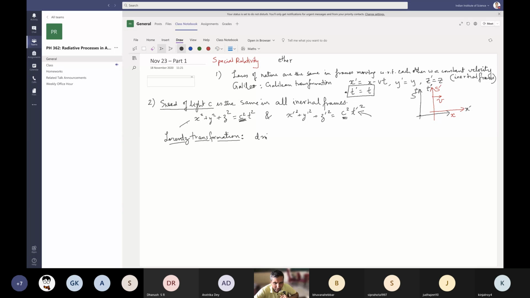So dx prime is, oops, what is happening? Dx prime equals, oops. Oh, why am I having this problem? Just a sec. Somehow the pad is behaving a little weird. Give me a sec.